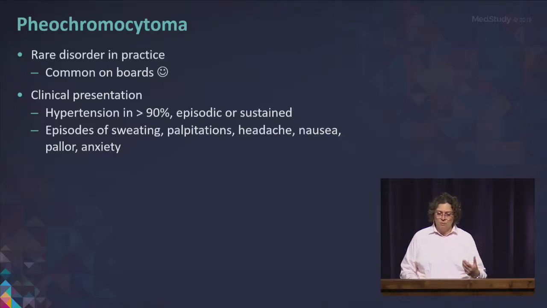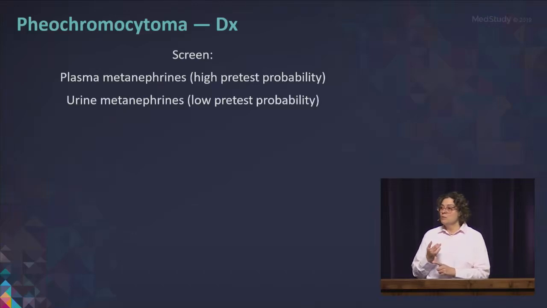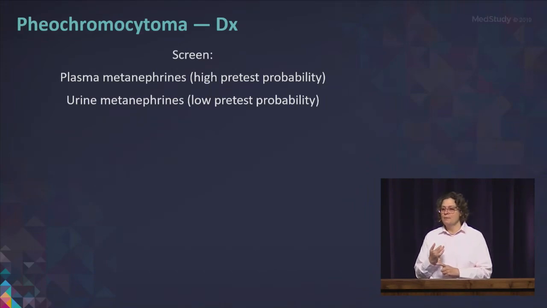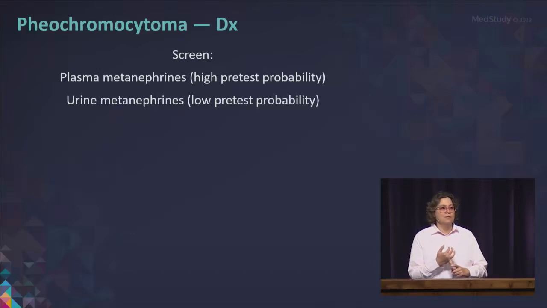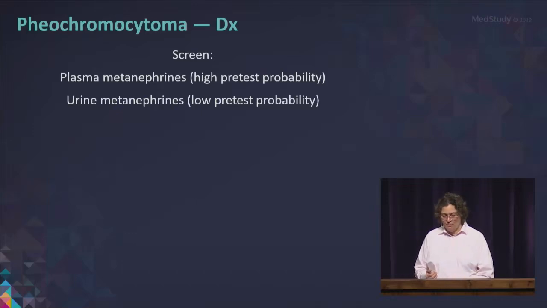You can also get nausea, pallor, and anxiety with it. So we want to screen initially, and when we have a high pretest probability, like family history or an adrenal adenoma that's very vascular, we want to do plasma metanephrines. Plasma metanephrines is better than urine metanephrines because we will miss less, but we have a higher false positive. When you have a low pretest probability, you want to do urine metanephrines.